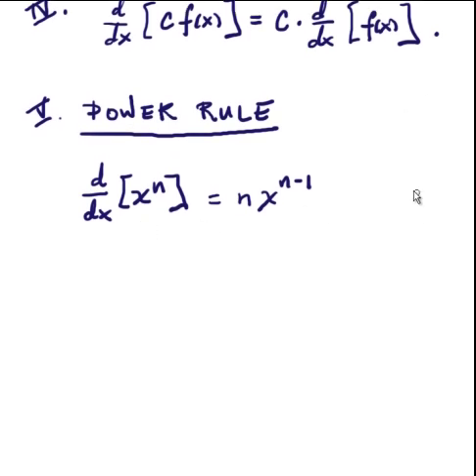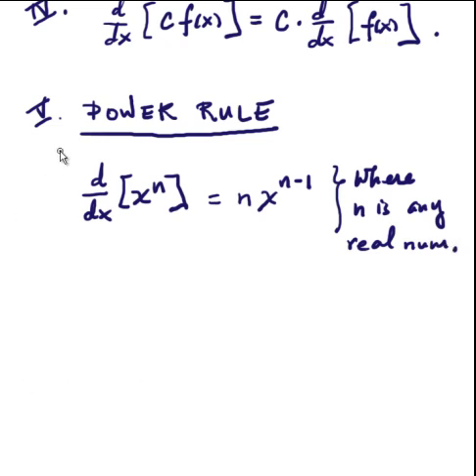But this is actually true where n is any real number: positive, negative, it can be a fraction, rational, irrational, any real number. So this is the power rule. It's very, very easy to apply. We'll look at a little example.